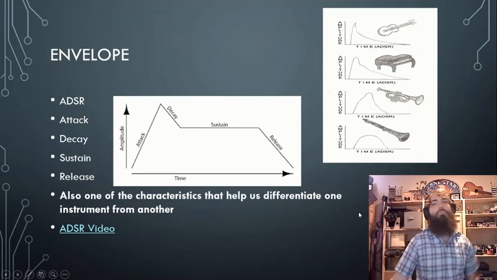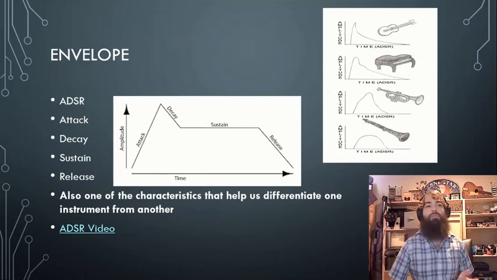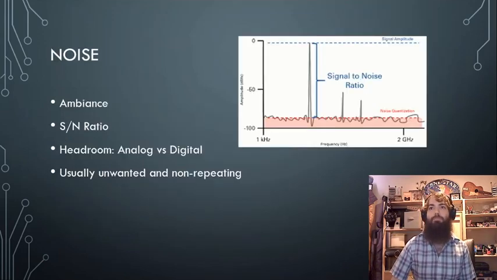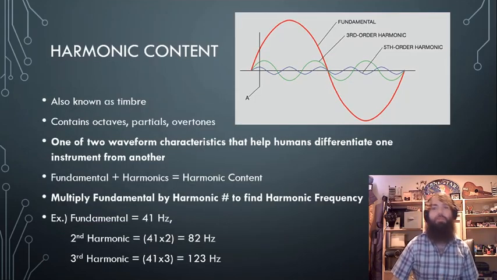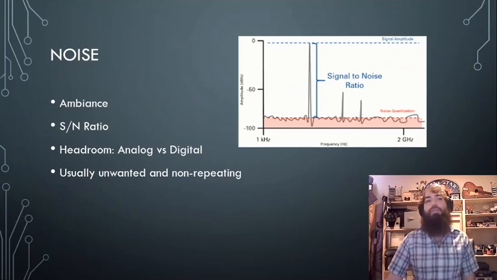Cool. So that's envelope. So again, that's just another characteristic that we use to differentiate one instrument from another. That's why we can tell the difference between a kick drum and a bass guitar. You know, they have a different envelope and different harmonic content. Cool. So that is the 7 characteristics of sound.